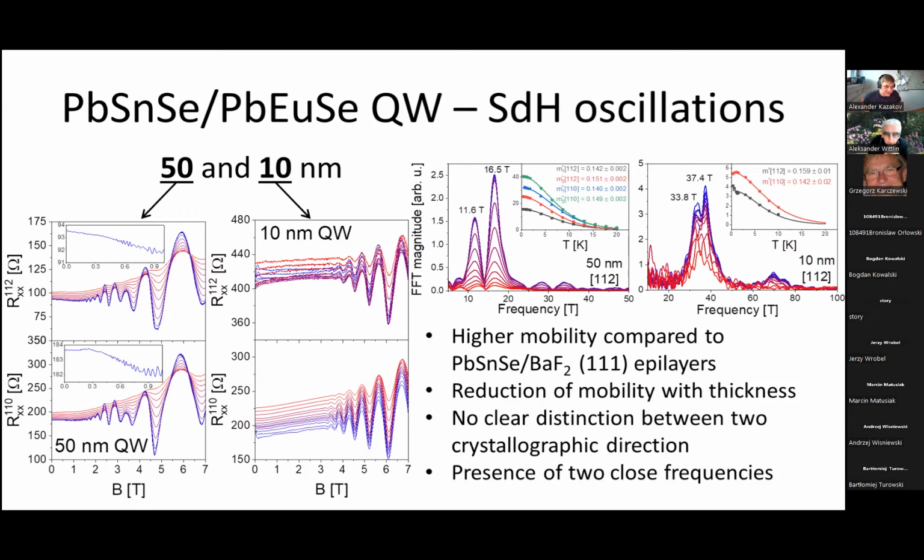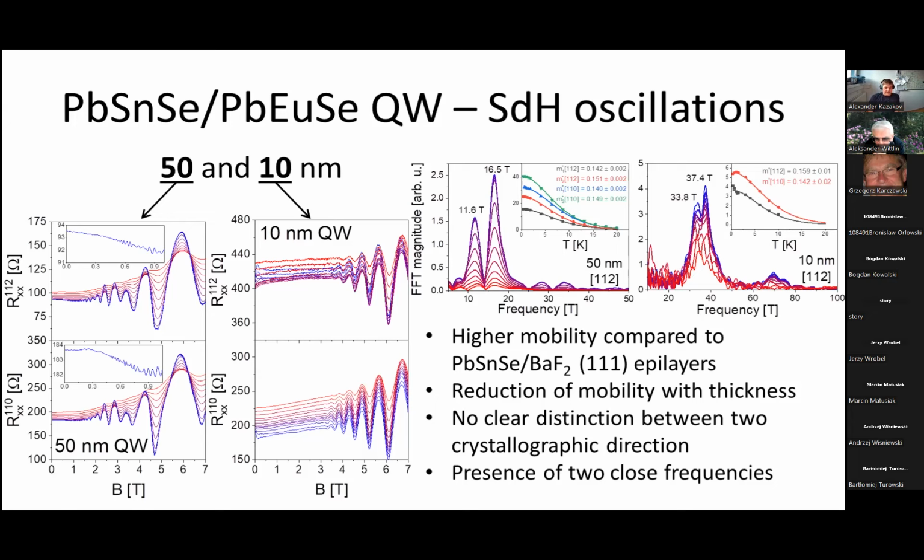We performed Fourier analysis of these oscillations as a function of 1 over B, and we confirmed that indeed for the 50 nanometer case we see two well distinguished frequencies. However, for 10 nanometers we do not see two different frequencies. We see a quite wide peak, which is doubling at very low temperature. Whether it's an artifact or it is real is still a question.